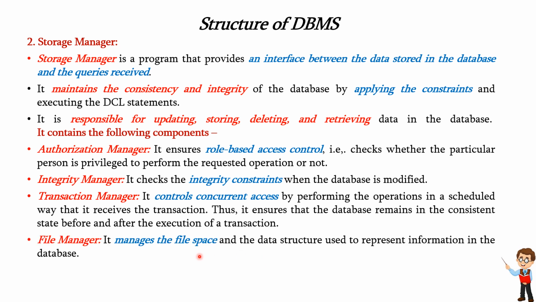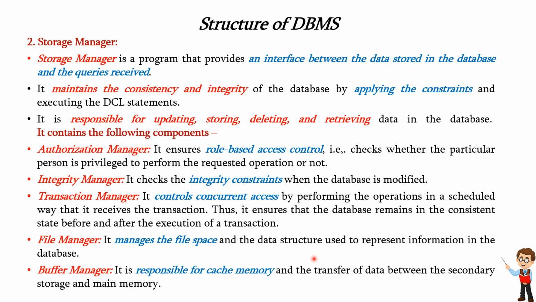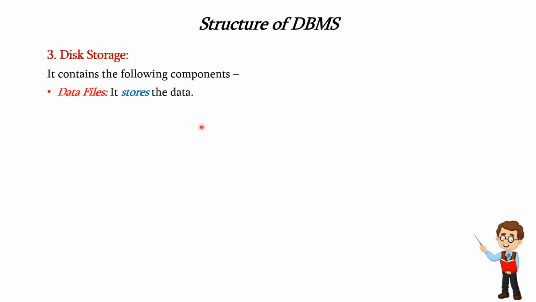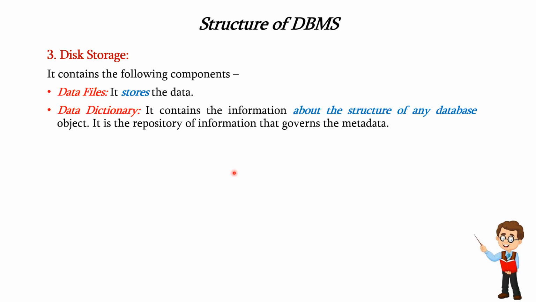File manager manages the file space and the data structures used to represent the information in the database. And finally, buffer manager is responsible for cache memory and the transfer of data between the secondary storage and main memory. Next, in the third level, we have disk storage. So it contains the following components. Data files are used to store the data. Data dictionary contains the information about the structure of any database objects. It is the repository of information that governs the metadata, and indices provide the fast retrieval of the data items.